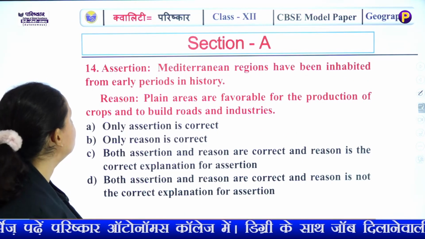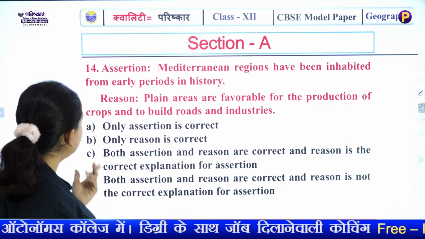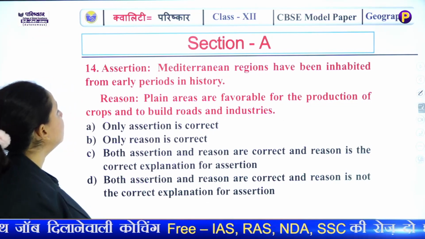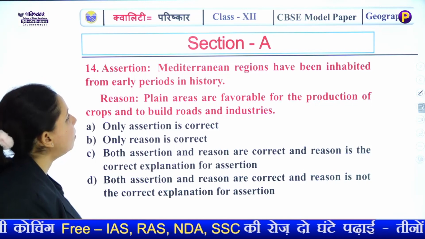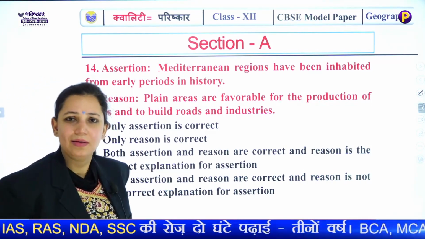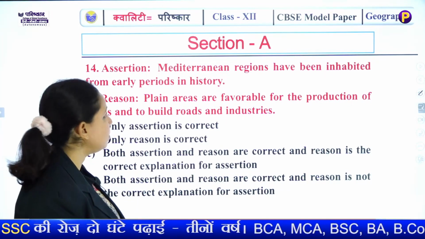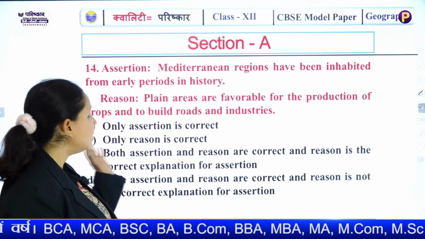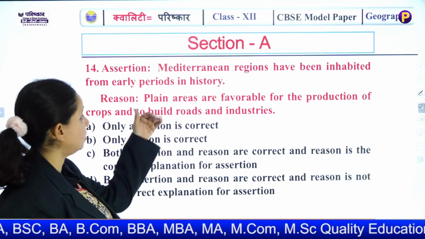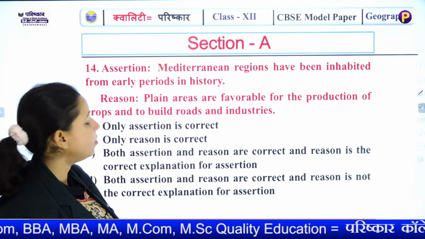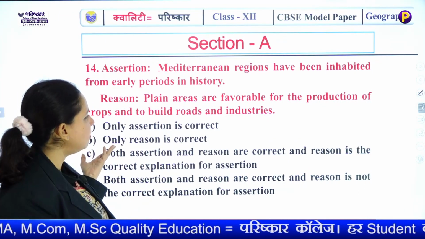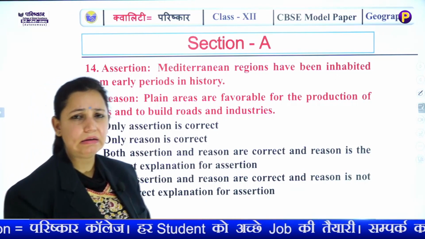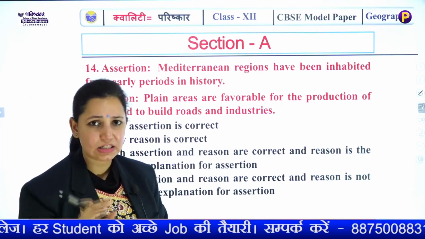Okay. Now, the 14th is also of assertion and reason. Mediterranean regions have been inhabited from an earlier period in history. We know about the Mediterranean region, where it is located, surrounding the Mediterranean Sea, right? These regions are civilized. They have been civilized from the early periods in history. Reason: now they give the reason, plain areas are favorable for the production of crops and to build roads and industry. Now, in these two statements, we can find an anomaly. They do not match or fit each other.